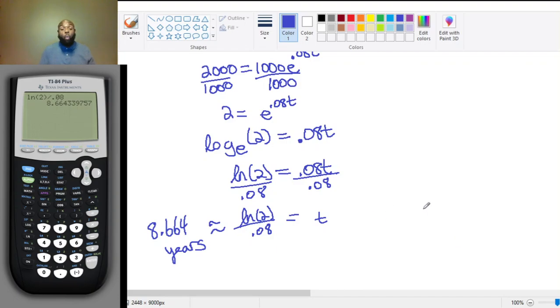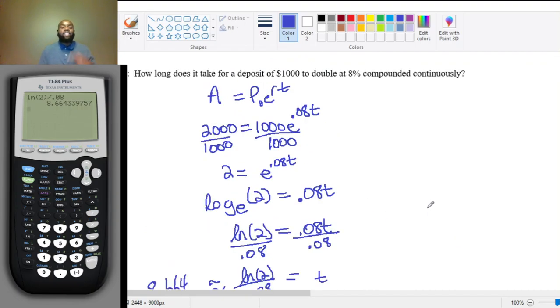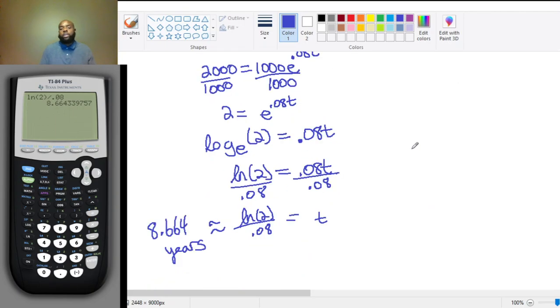This is one way that we're going to use logarithms to help us solve exponential equations, because this, my friends, is an exponential equation. But this concludes this video. I'll see you during the next one.